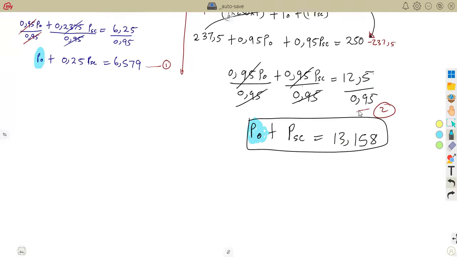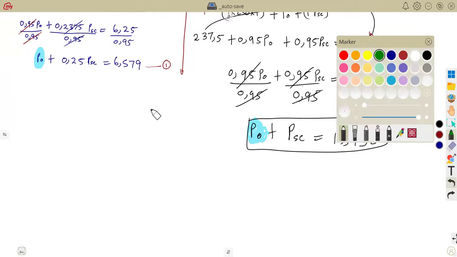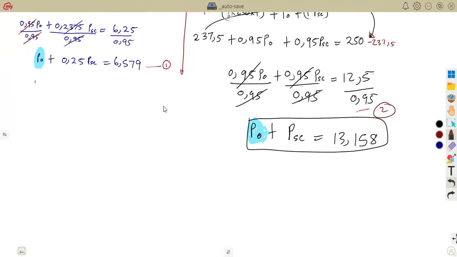But here I can just make it the subject both ways. From equation one, P open is equal to what? All right. So this is it. Take this to the other side. It will be a negative there. So it was going to be 6,579 minus 0.2 P short circuit, like this. So this is what you have, okay?